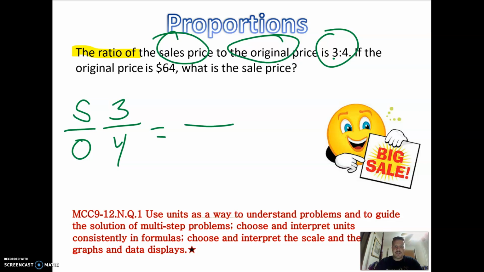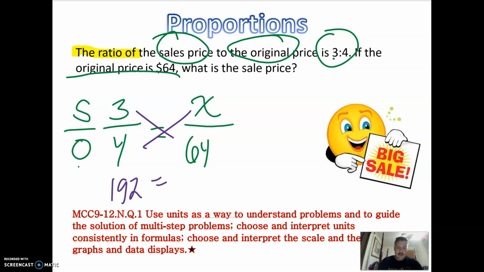Now we're going to set up our next ratio. Well, the original price is 64, so that's why we labeled it. O is original, so it's on the bottom. And we want to find our new price, which would be on the top. So we've set up our proportion. Now all we have to do to solve it is cross multiply. 3 times 64. I'm going to use my calculator because my brain's not working very well. We get 192. And over here we have 4x. And then we can just solve that. Divide both sides by 4. And we get a price of 48.